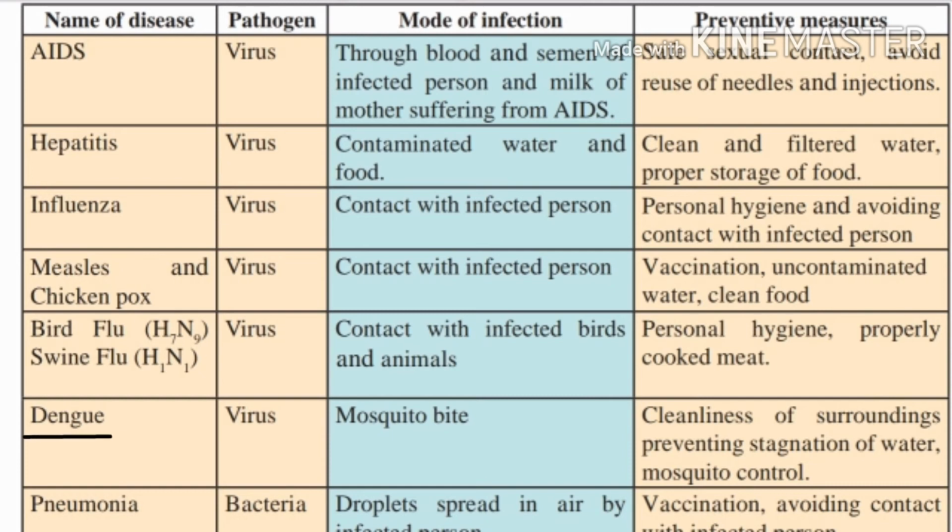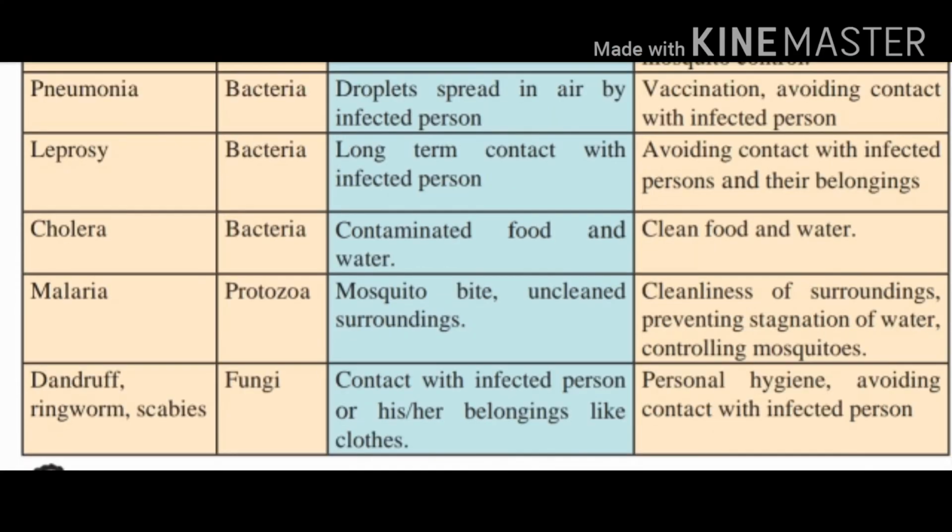Then the next disease is dengue. It is also caused by a virus and the mode of infection is through mosquito bites. To avoid this disease, cleanliness of the surroundings and preventing stagnant water around the home is needed. Then the next disease is pneumonia. It is a bacterial disease and it spreads through droplets in the air from the infected person. So vaccination and avoiding contact with the infected person are its preventive measures.